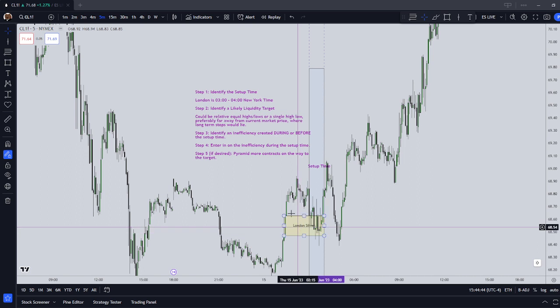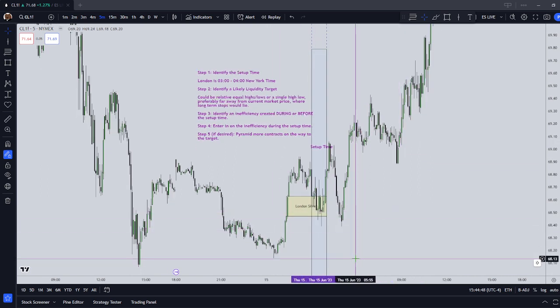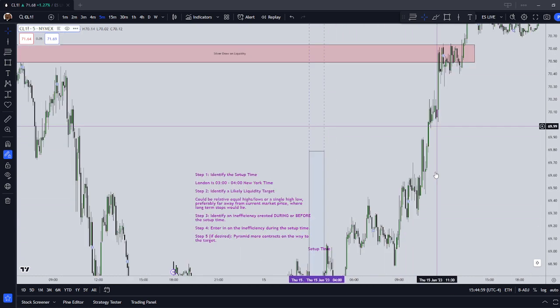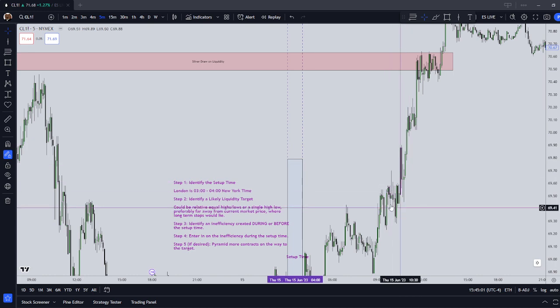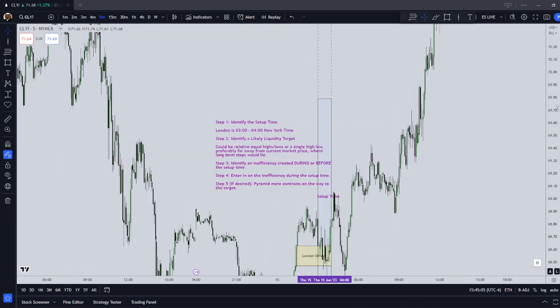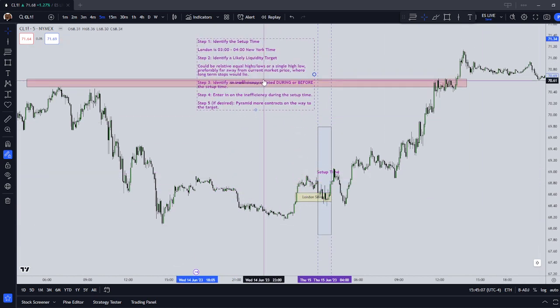Step four, enter in on inefficiency during the setup time. Okay, your stop would be down at 68.13 here, which is quite a big stop on crude oil. So to be frank with you, you probably just want to enter in with one contract here. Step five, pyramid on the way to the target, entering in on more sell side inefficiencies as they are formed. And that's it. That is your silver bullet.